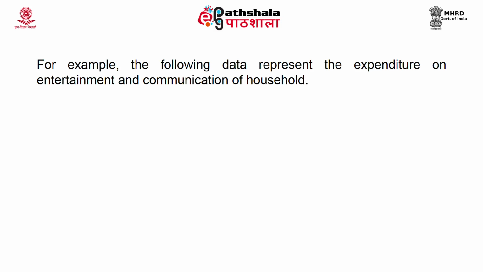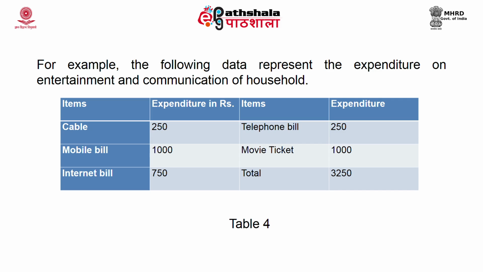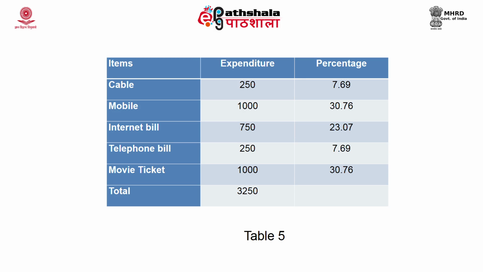For example, the following data represent the expenditure on entertainment and communication of households. In the first column we have items: cable bill, mobile bill, internet bill, other telephone bills, movie tickets, etc. And the expenditure on these different items is given correspondingly in table 4. First we want to find the percentage. For that we first take the total of these expenditures, which is 3,250. To find the percentage of cable bill we divide 250 by 3,250, and we get 7.69 as the value. Correspondingly we find the percentage values of the other categories also.